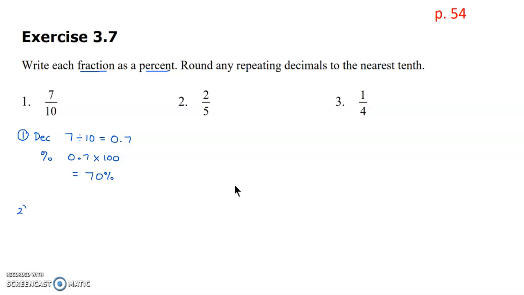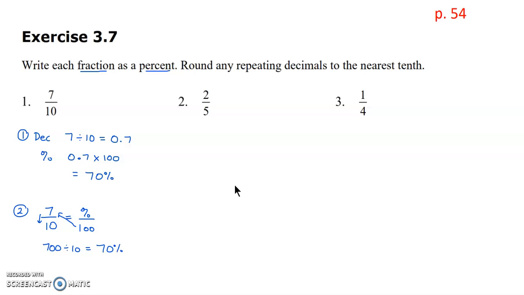The second method for changing a fraction to a percent is to set up a proportion. 7 is to 10 as percent is to 100. And then you can go ahead and multiply 100 times 7 divided by 10. That will get you to 700 divided by 10 equals 70%.